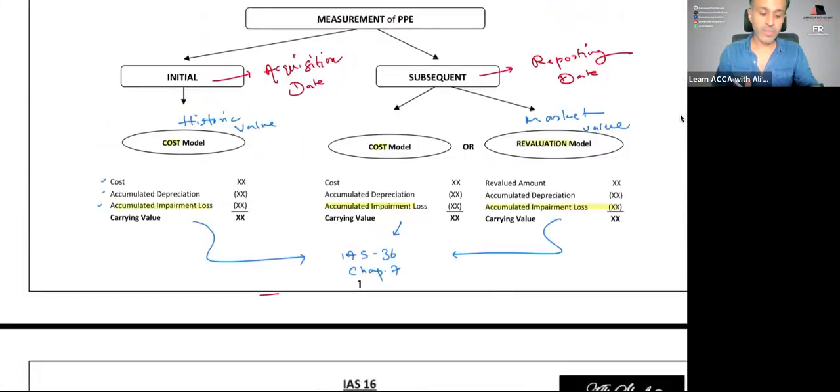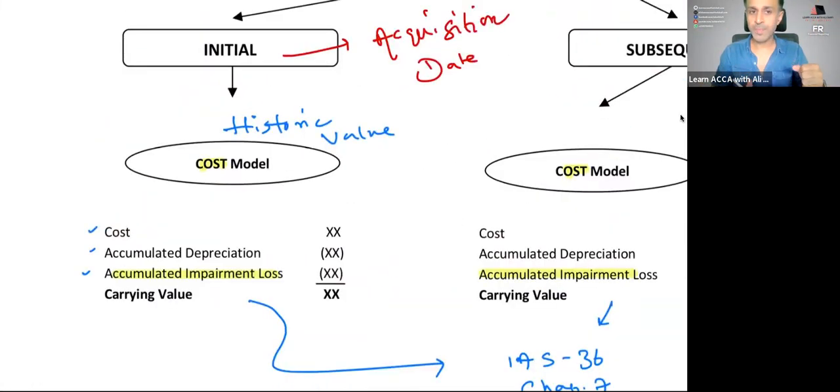Let's not forget, depreciation is the second component of the cost model. After completing our detailed talk on cost, now we're getting into depreciation.